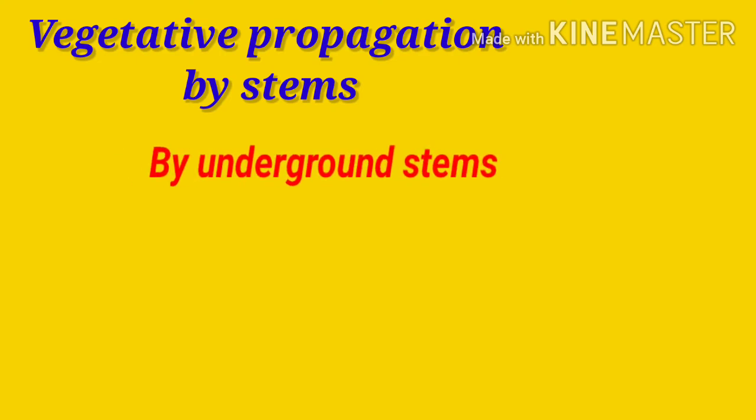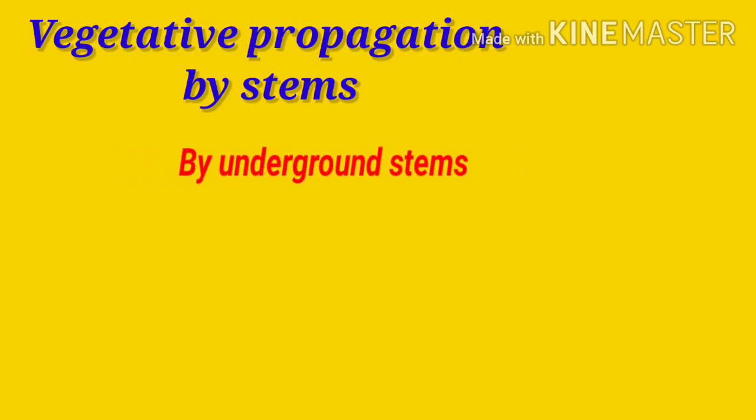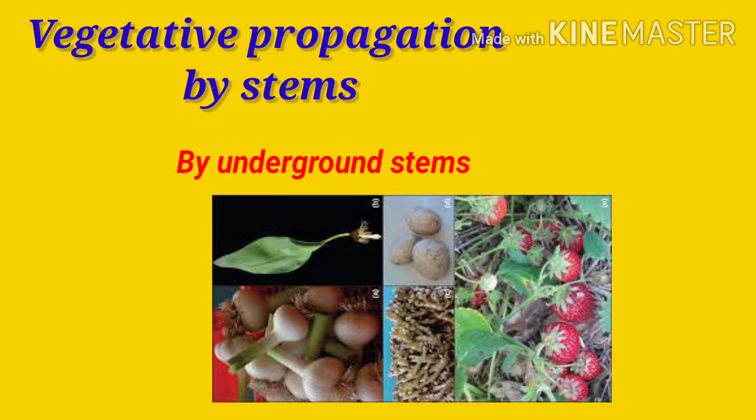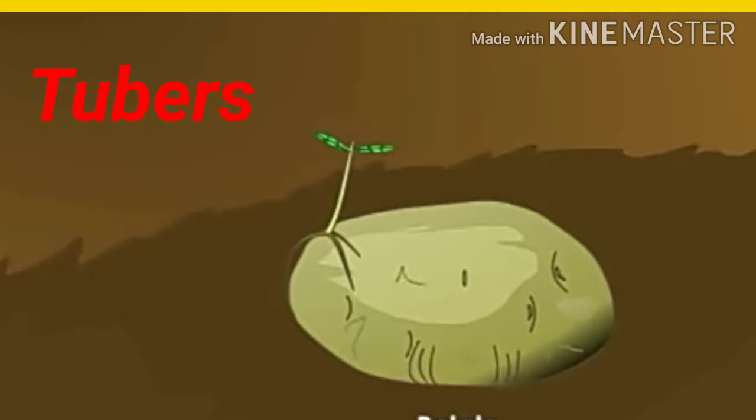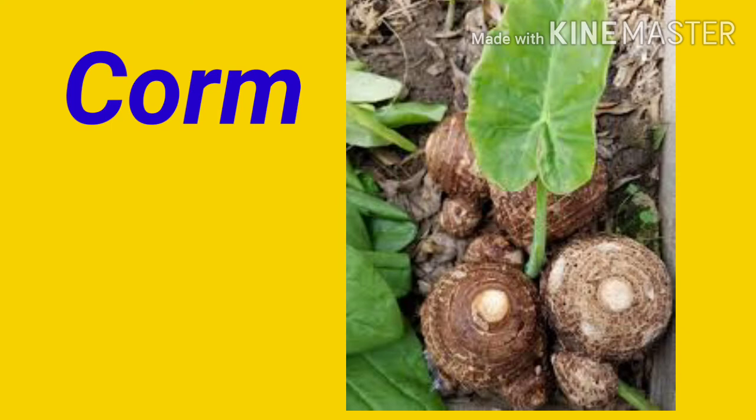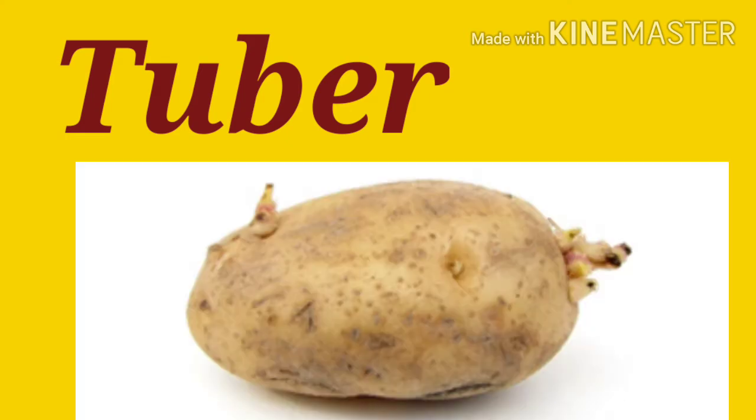The underground stems are modified for storage of food and have buds. So these buds give rise to new plants. In this method, new plants are produced from modified stems like tuber, bulb, corm and rhizome. So what is the example of tuber? The common example of tuber is potato.